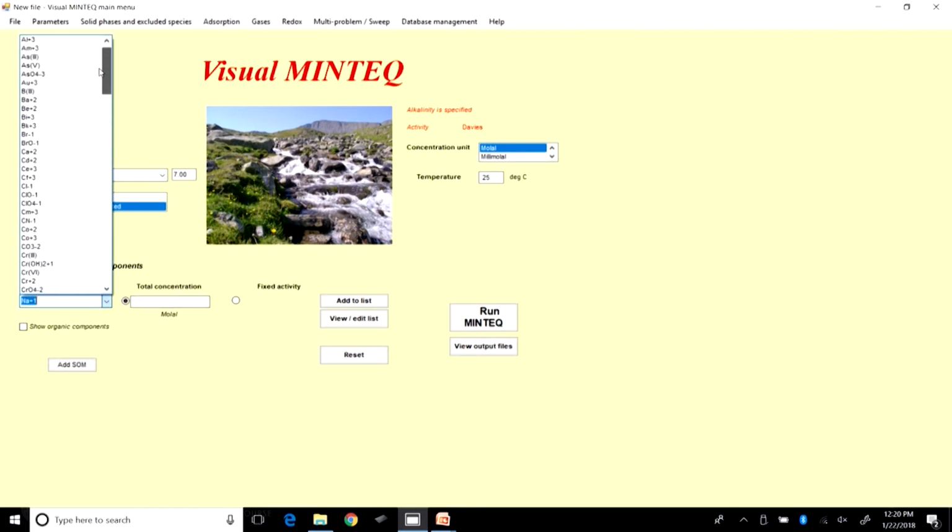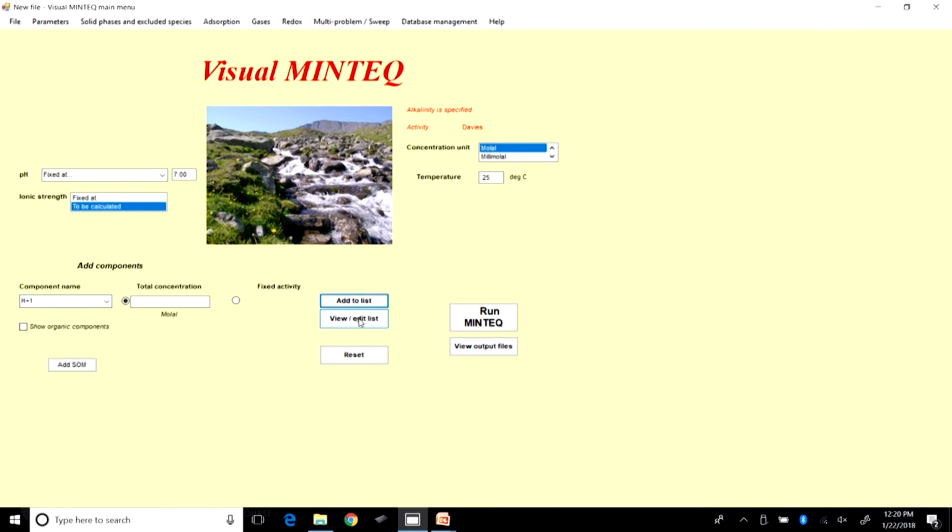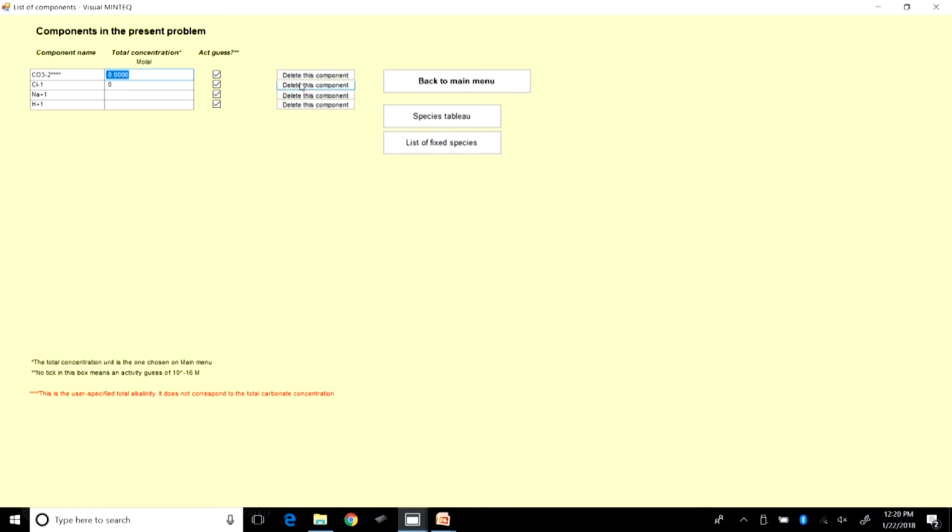Let me add H plus. I think that is the reason why we are ending up with an error. Let us see where H plus is here. Okay, add to the list, view edit list. Let me try if this hopefully solves the issue, or I think I still need to add the Cl minus. We will come back to that.